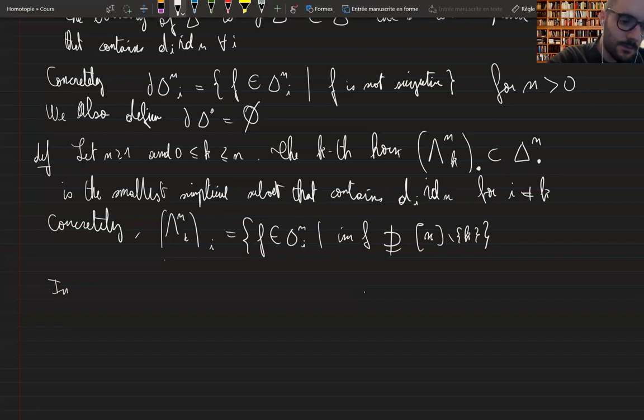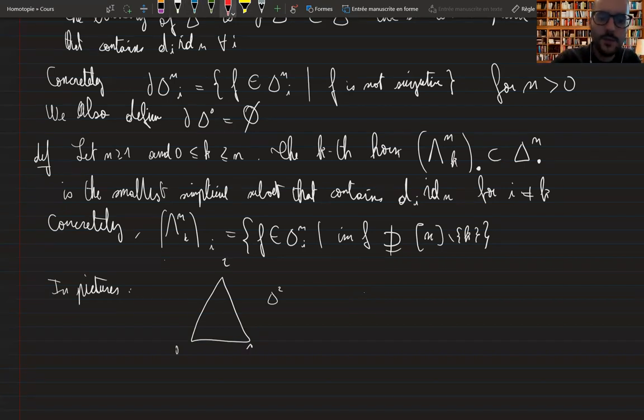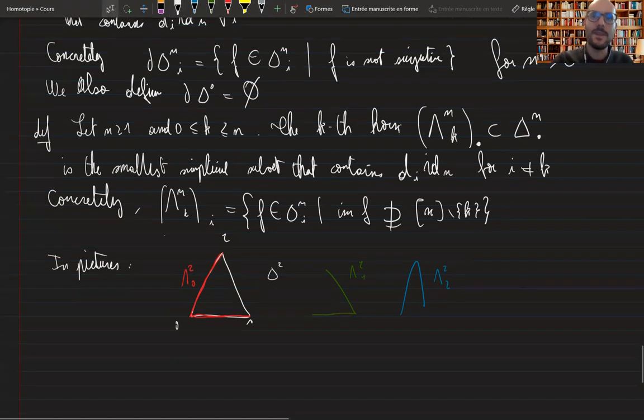So in pictures, here I have delta 2, with vertices 0, 1, 2. Lambda 2,0 contains all the faces except d0. So this is lambda 2,0. Similarly, lambda 2,1 is this one, and lambda 2,2 is this one. From this picture, I guess you can guess where the notation lambda comes from. In higher dimension, it's a bit more complicated. Of course, this one is included in the boundary, which is included in delta n.